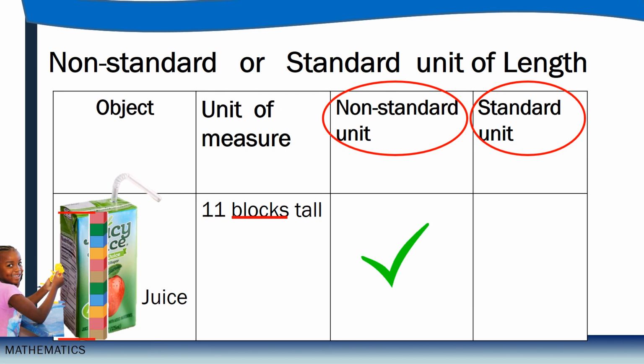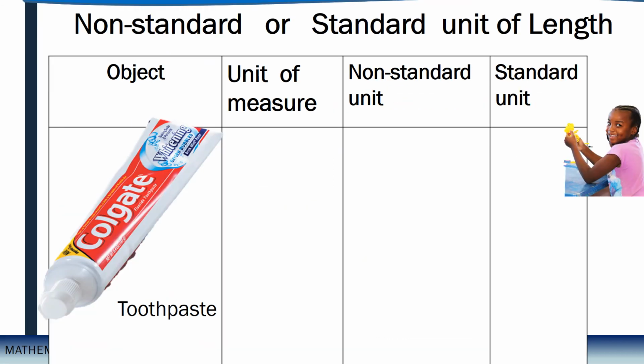Now we will look at the final object that Nale measured. Do you remember what that object is? Let's see. You got that right, boys and girls. If you said the final object is the tube of toothpaste, I agree with you. Now, Nale measured the length of the tube of toothpaste using a ruler. I want you to look closely at what she did.